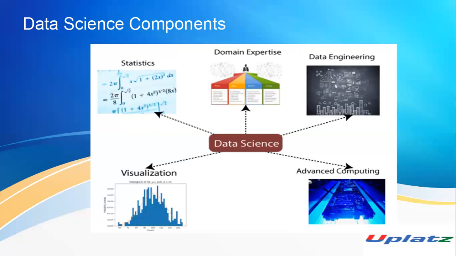So first is statistics, which is a way to collect and analyze numerical data in a large amount and find meaningful insights. Then domain expertise. Domain expertise binds data science together. It's specialized knowledge of a particular area, and in data science there are various areas for which we need domain experts.